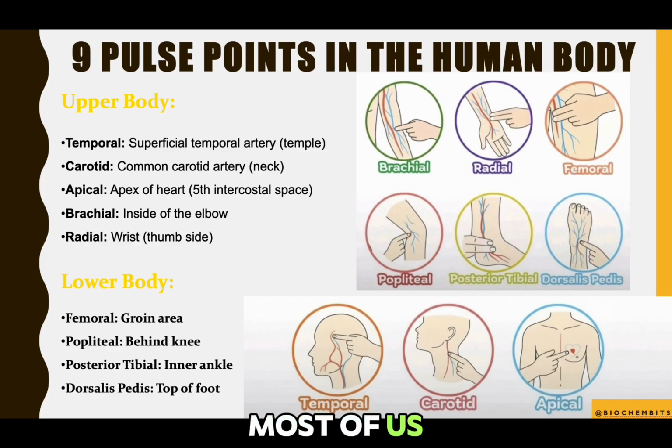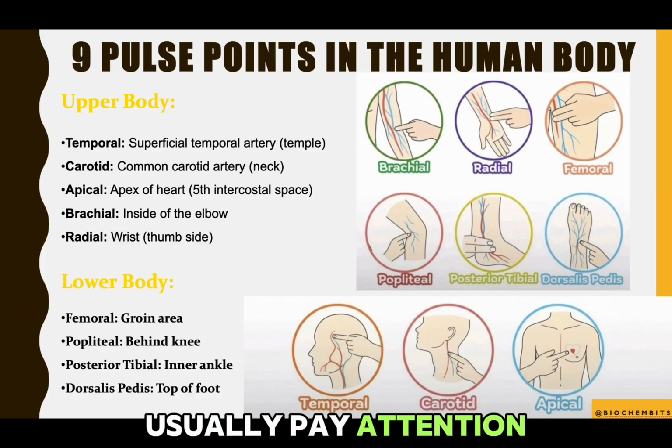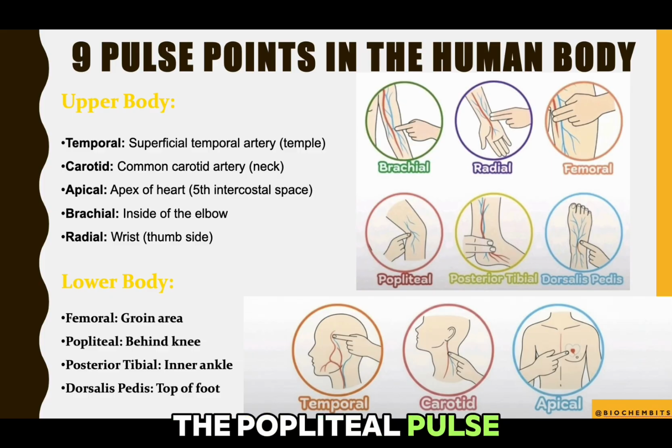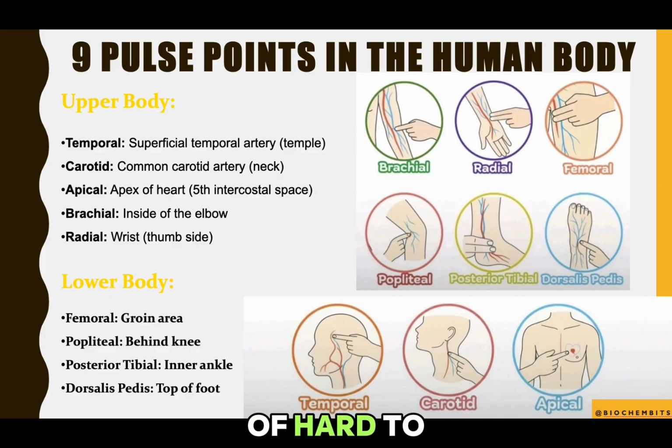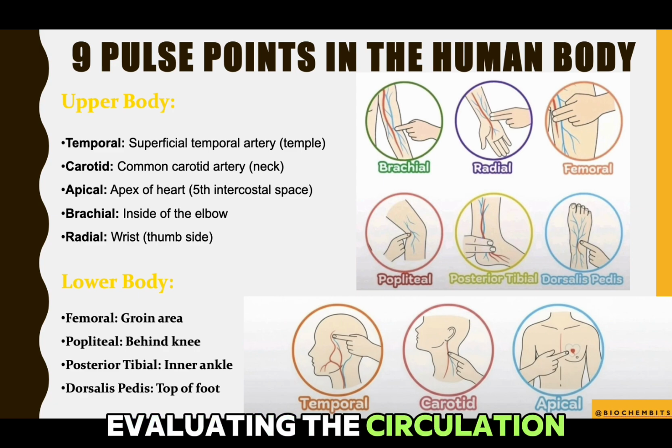I think most of us have not checked this before, but most times it's used to assess circulation to the lower limb. The next one we're talking about is the popliteal pulse behind the knee. It's very difficult to assess, somewhat the same as the femoral pulse, which we don't usually pay attention to. The popliteal pulse is behind the knee, and it's kind of hard to find, but it is very important in evaluating the circulation to the leg.